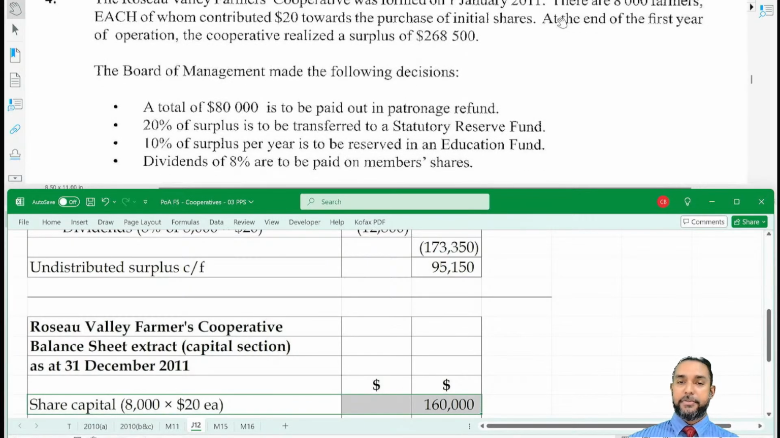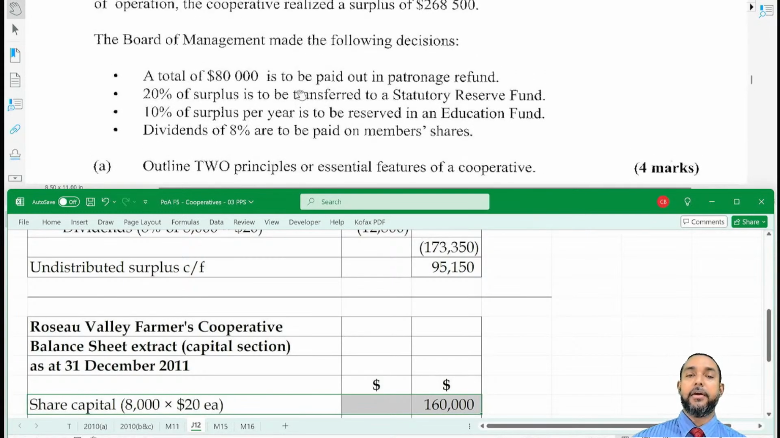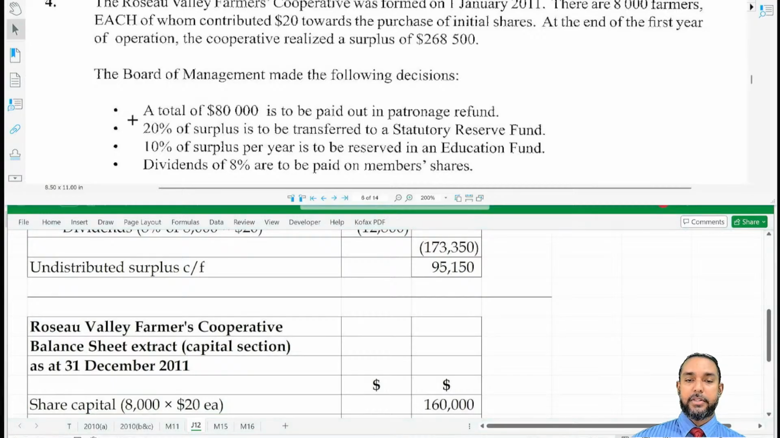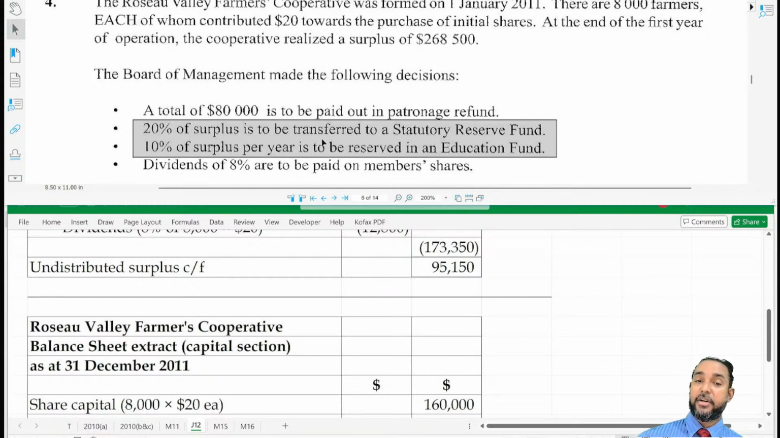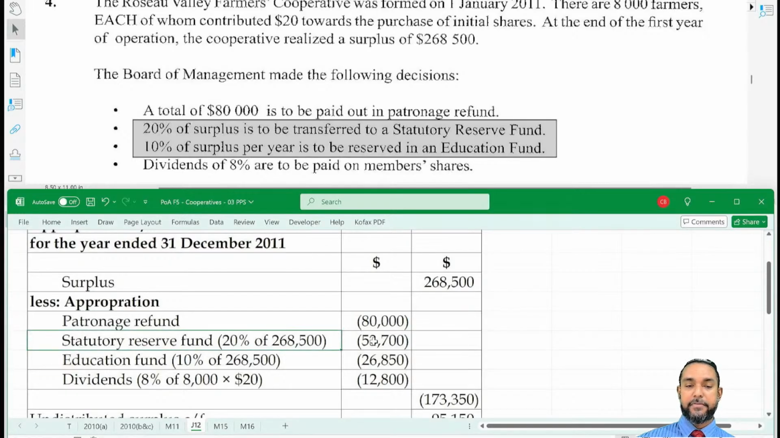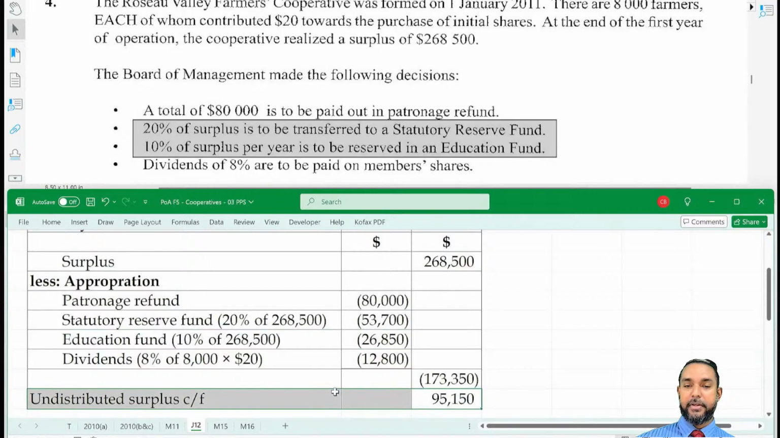Now, the reserves. The reserves can usually be found, apart from the information here, in conjunction with the appropriation account. Now, these two items in the middle here: 20% to be transferred to a statutory reserve fund, 10% to an education fund. On top of that, you also have to remember the undistributed surplus is also a reserve. So here, the statutory reserve was 53,700, education was 26,850, and this 95,150 was the undistributed surplus.